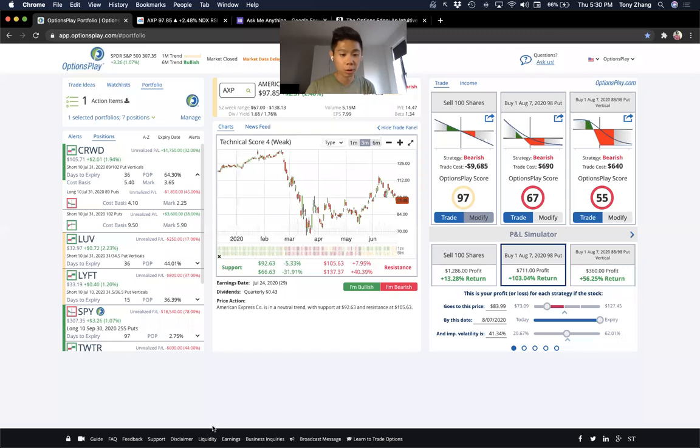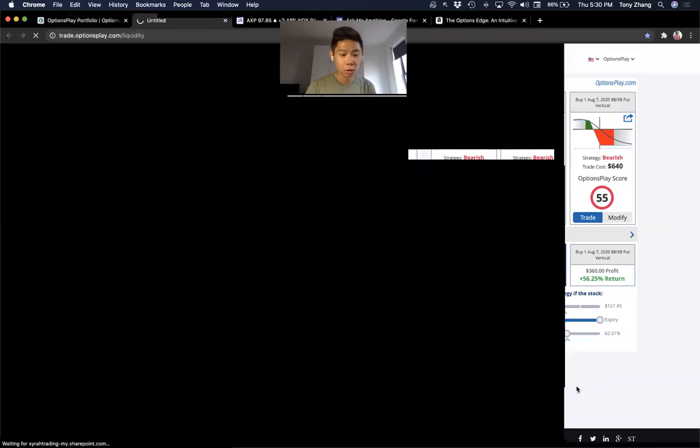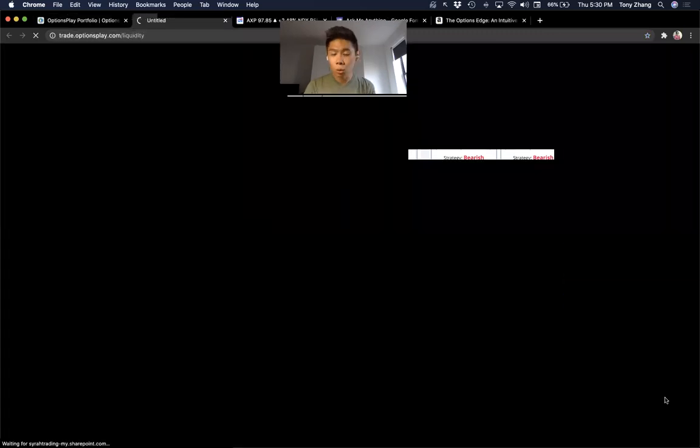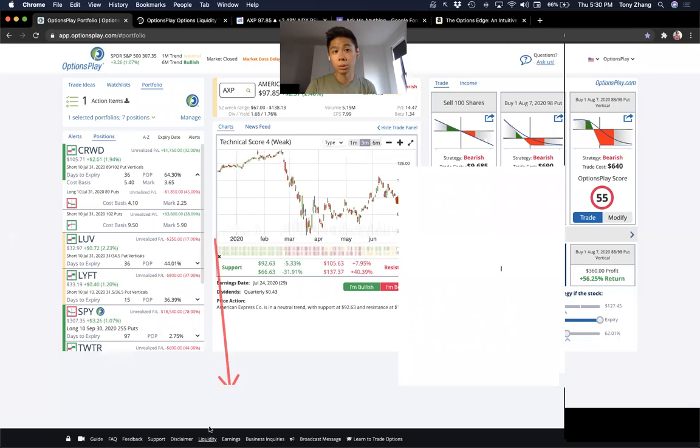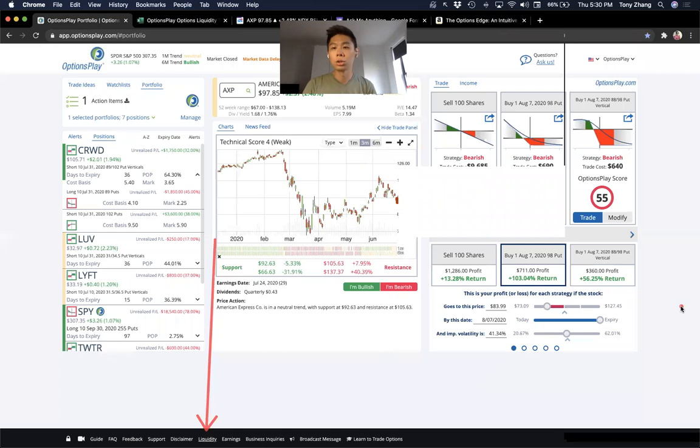So one of the things I do want to make sure of is that a lot of the requests that came in today were for symbols that I would consider not very liquid. So at the bottom of your screen on OptionsPlay, there is a button called liquidity. Liquidity is so important in this market, especially when volatility is relatively high and things are moving. You need to be able to get in and out whenever you want, relatively quickly.